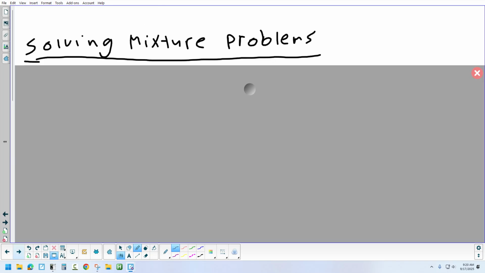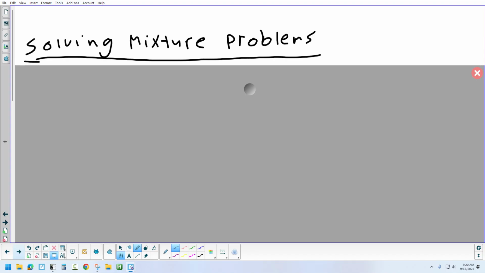Okay. So the application I want to look at for solving linear equations is a mixture problem. In a mixture problem, they're generally going to tell you you have two different solutions to mix together, and they're going to have two conditions. When you're done mixing them, they want you to have a certain volume of liquid. And the other condition is they want you to have a certain concentration of the liquid.